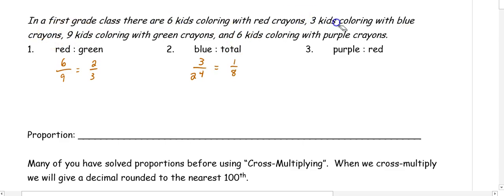And our last ratio is kids coloring with purple crayons compared to kids coloring with red crayons. They're both 6, so we have 6 over 6, which reduces to 1 over 1.